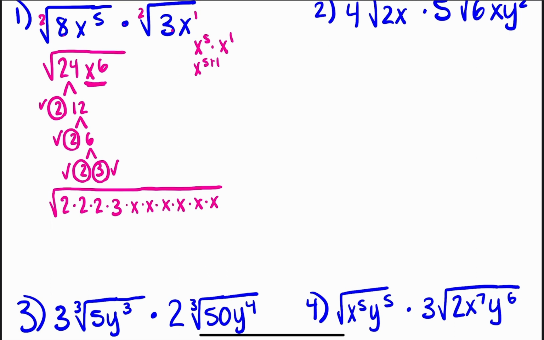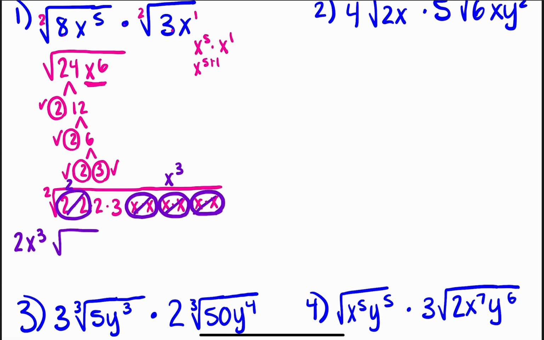So now, since this is a square root, I need 2 of the same number to take one out of the square root. So for example, I have 2 2's, so that means I can take out a 2. I have how many pairs? 1, 2, 3. So total, I can take out 2x cubed. So throw one out of there. And inside the radical, I'm left with 2 times 3, which is 6. And there's my final answer.